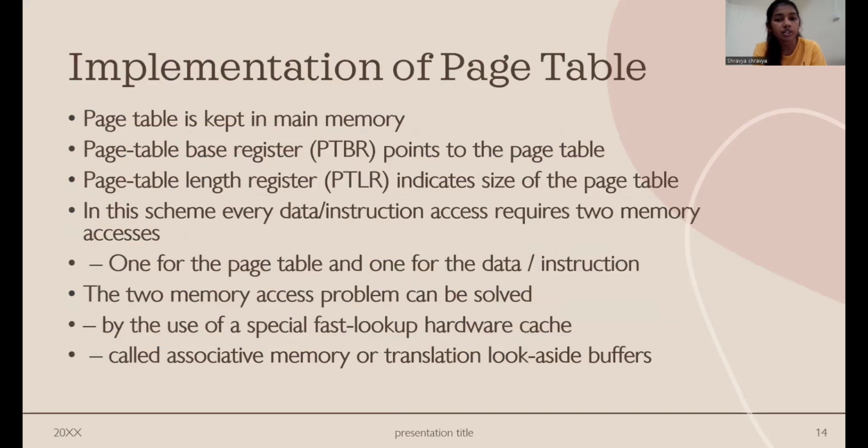When we come to the implementation of the page table, the page table is kept in memory. The page table base register points to the page table, and the page table length register indicates the size of the page table. In this scheme, every data or instruction access requires two memory accesses, one for the page table and one for the data or instruction. The two memory access problem can be solved by the use of a special fast lookup hardware cache called associative memory or translation look-aside buffers.